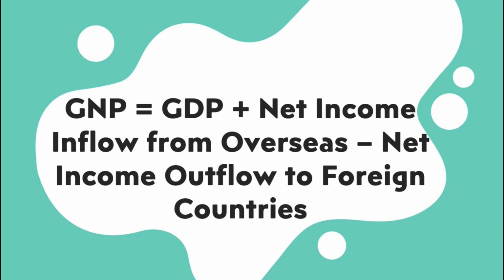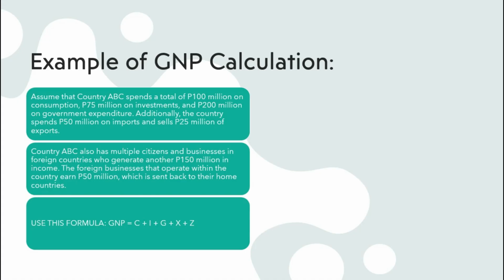So again, the GDP calculation is consumption plus investment plus government expenditure plus export minus imports. So, this is the example of the GNP calculation.